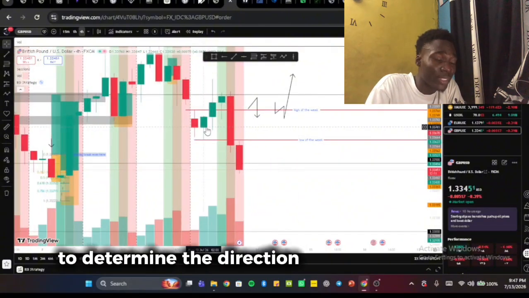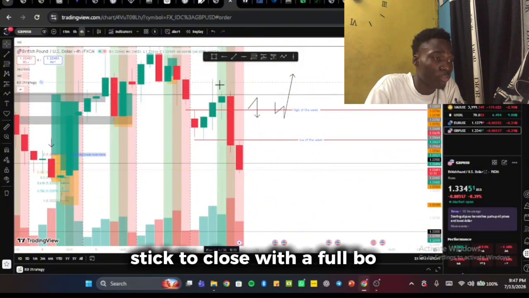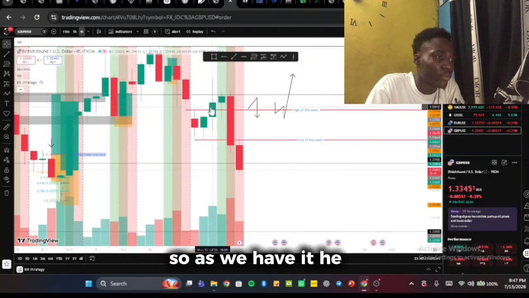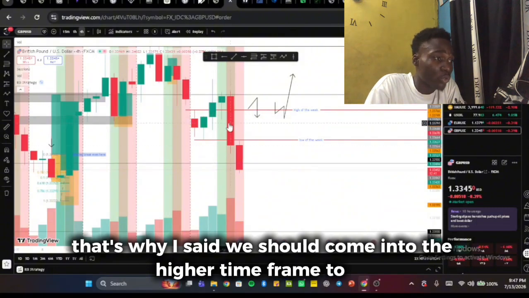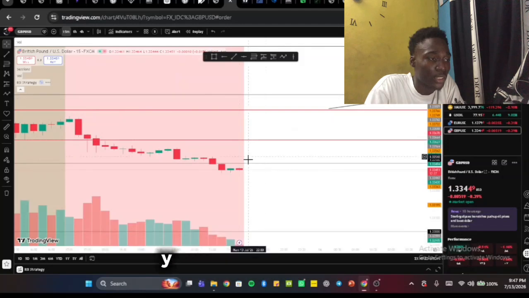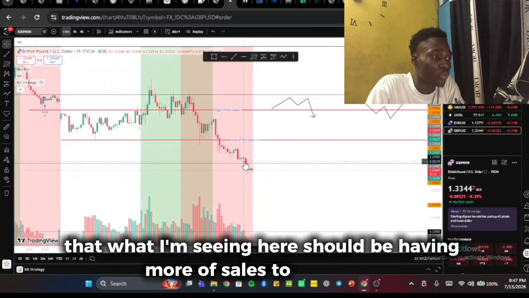So to determine the directional bias of the week, I look out for the first candlestick to close with a full body above or beneath the high and low of the week. So as we have it here, that's why I said we should come into the higher time frame to make our conclusions and not just make our conclusions off of what we are seeing here. I said earlier that what I'm seeing here should be having more of sales this week.